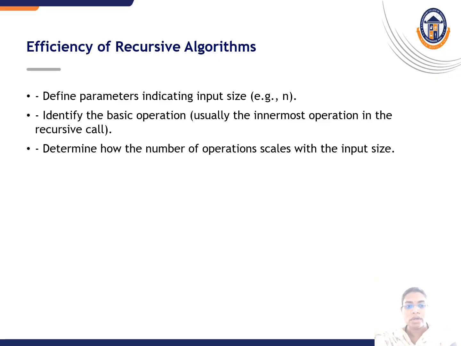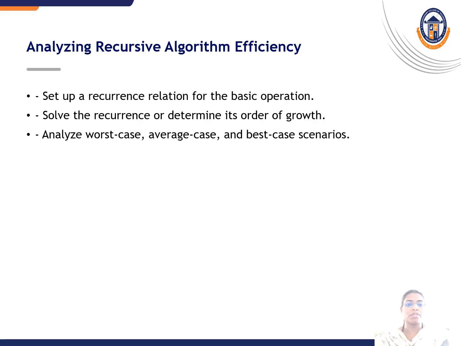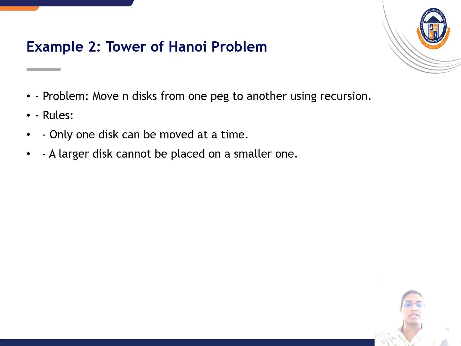For the efficiency of a recursive algorithm, first define the parameter indicating input size, for example, n. Identify the basic operation, usually the innermost operation in the recursive call. Determine how the number of operations scales with the input size. Analyzing recursive algorithm efficiency: set up a recurrence relation for the basic operation, solve the recurrence or determine its order of growth, and analyze worst case, average case, and best case scenarios.